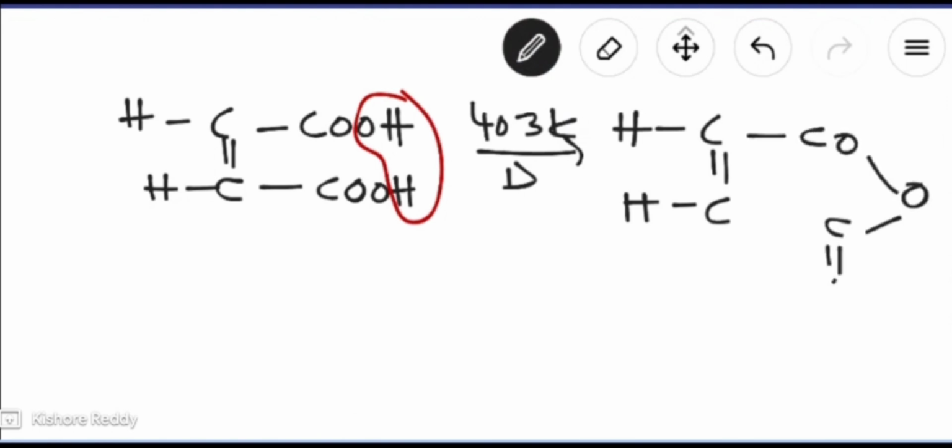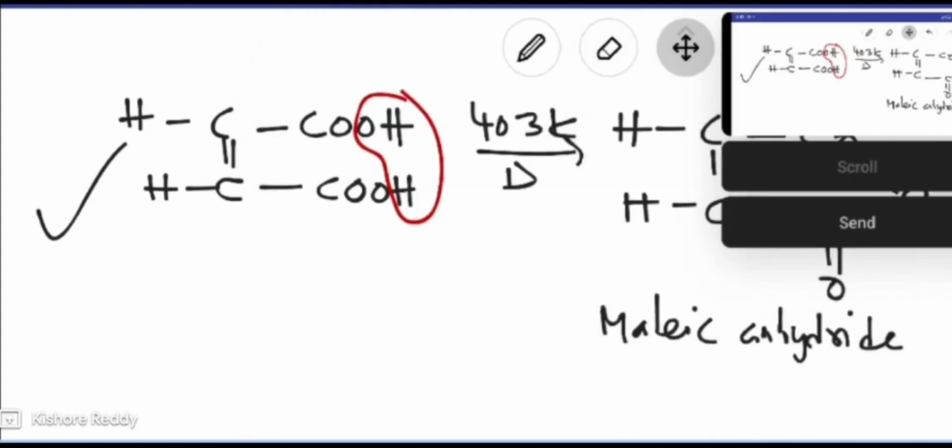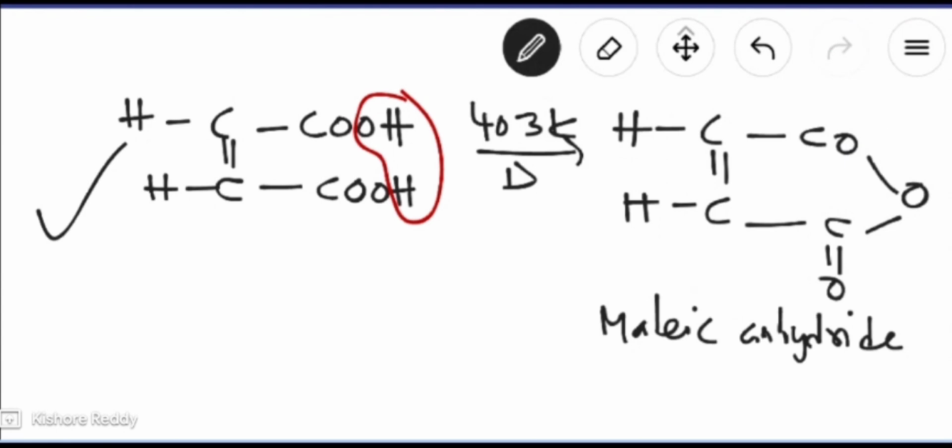C=O and this is O, and on the other side you have like this. This is called maleic anhydride. Understood? But only under extreme conditions will you get the fumaric anhydride. So this is possible, but the other one under the same condition will not show it. Are you clear? So they have similar properties but not exactly the same. That means identical properties are not exhibited.